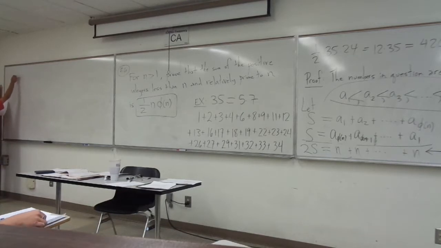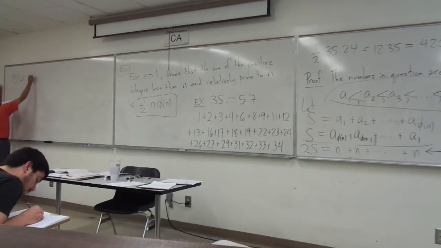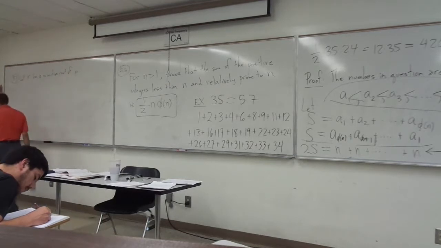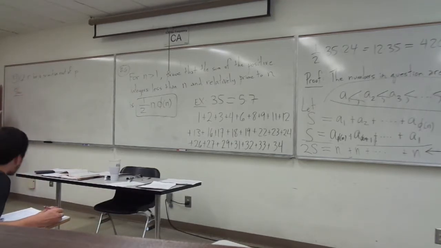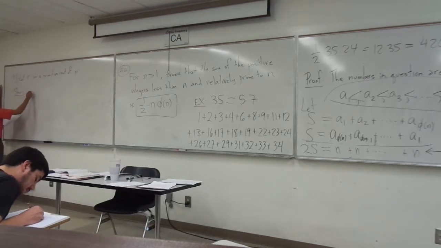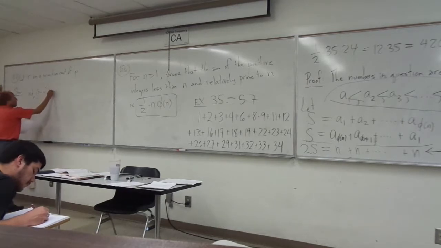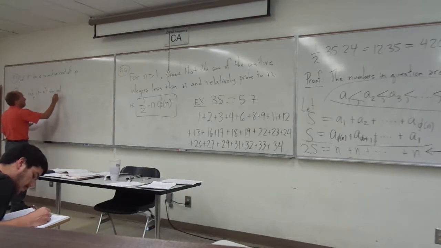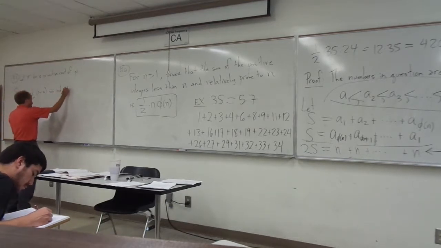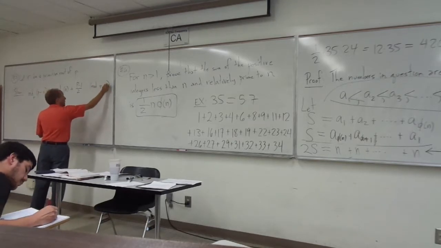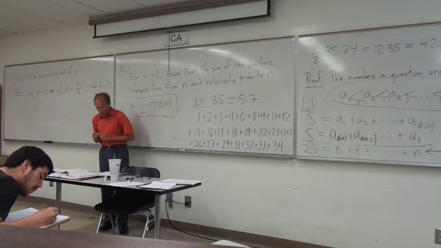Number 7. Let R be a primitive root of P. Let's show the following thing: that the index with respect to this primitive root R of P minus A is congruent to the index with respect to R of A plus P minus 1 over 2, modulo P minus 1. Let's try to prove that.